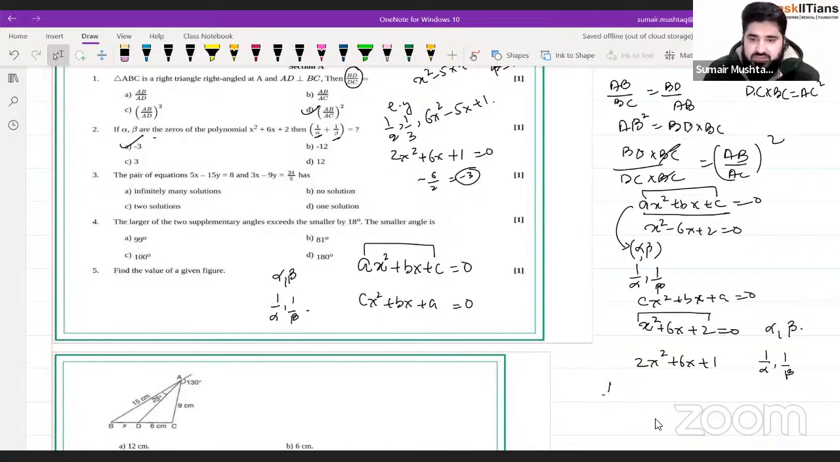So the sum of the roots, 1 by alpha plus 1 by beta. We know the sum of roots is given by minus b by a. What is here minus b? That is 6 over 2, that is equal to negative 3. Is that thing clear now?